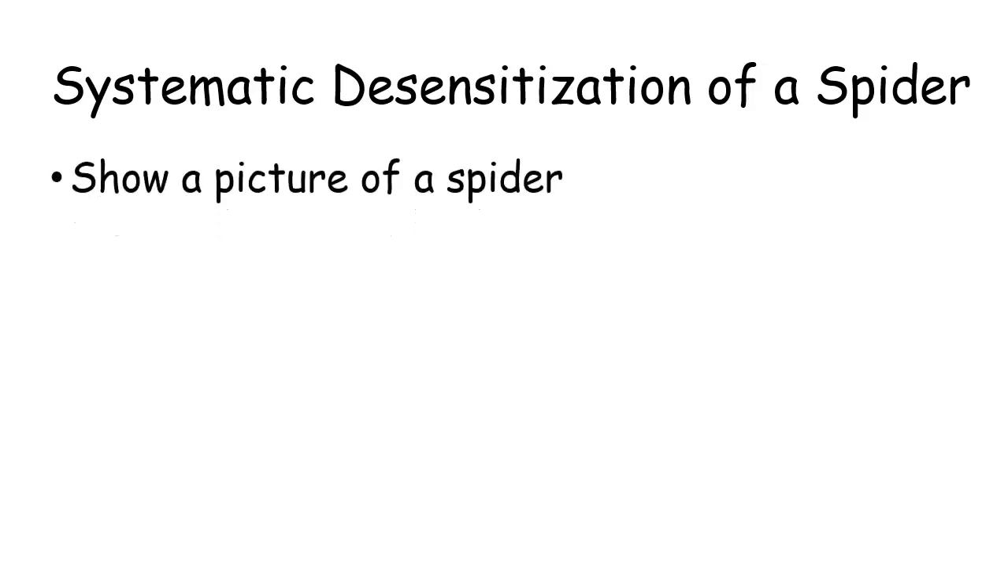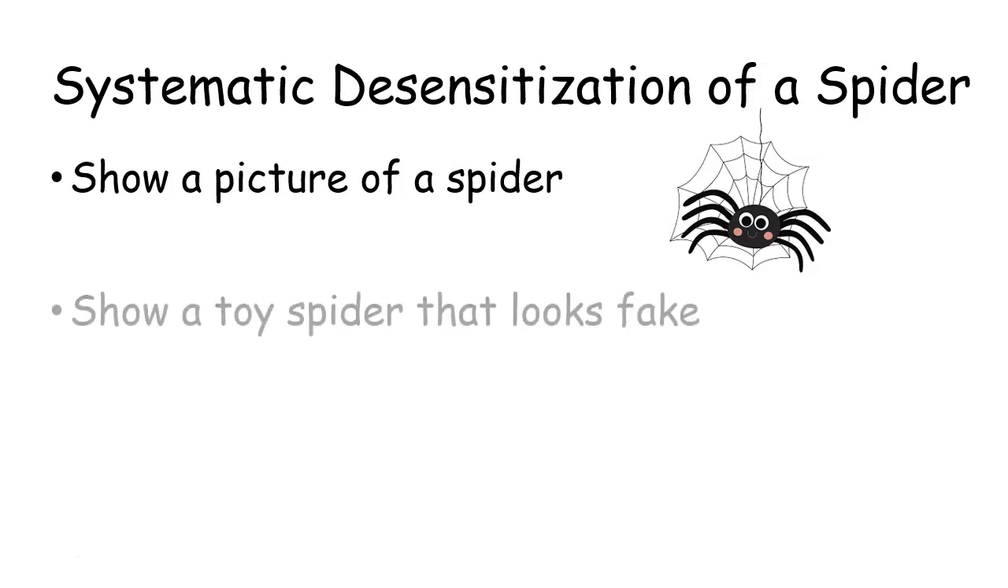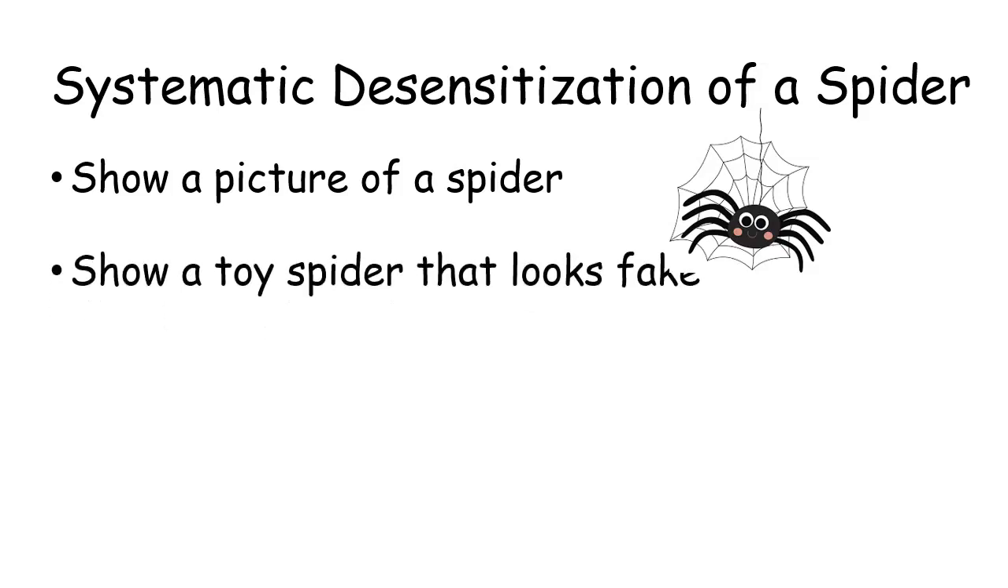So let's take a look at how we would use systematic desensitization for someone who is fearful of a spider. The first thing that you would do is show the individual a picture of a spider. This is very clearly not a real spider, it's just a cartoon rendering of a spider. And you would get them to relax and be comfortable with just that picture of a spider. Then the next thing you would do is bring in a toy spider that looks fake. So this is very clearly not a real spider, but it is a step up from just a picture of a spider. Again, you would get them to engage in relaxation tactics until their heart rate returned to normal and they were no longer feeling anxious.